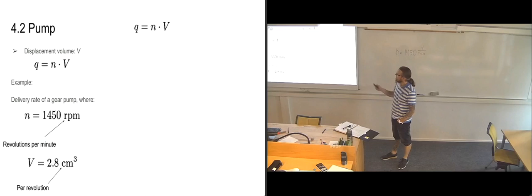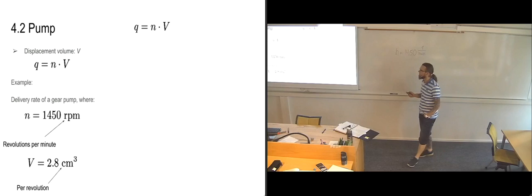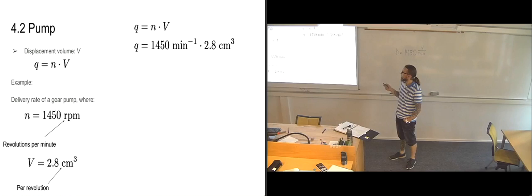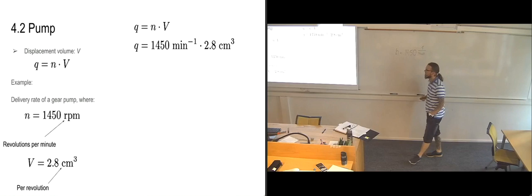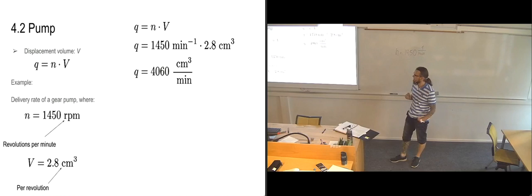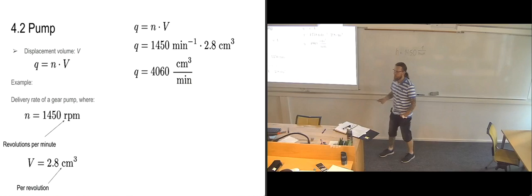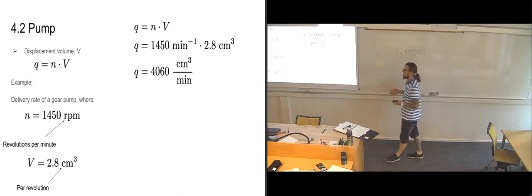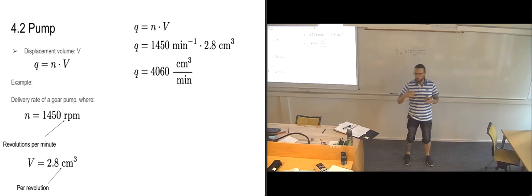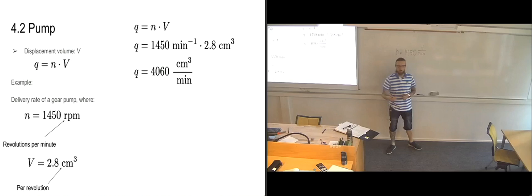So we set up the flow equation. We have our 1,450 per minute multiplied with our 2.8 cubic centimeters. This gives us 4,060 cubic centimeters per minute. But cubic centimeters, that's not a good thing to work on. That is usually what displacement volumes are given in, and often what general volumes are given in hydraulics. But usually when we're talking about flow, we want to know amount of liters per minute.